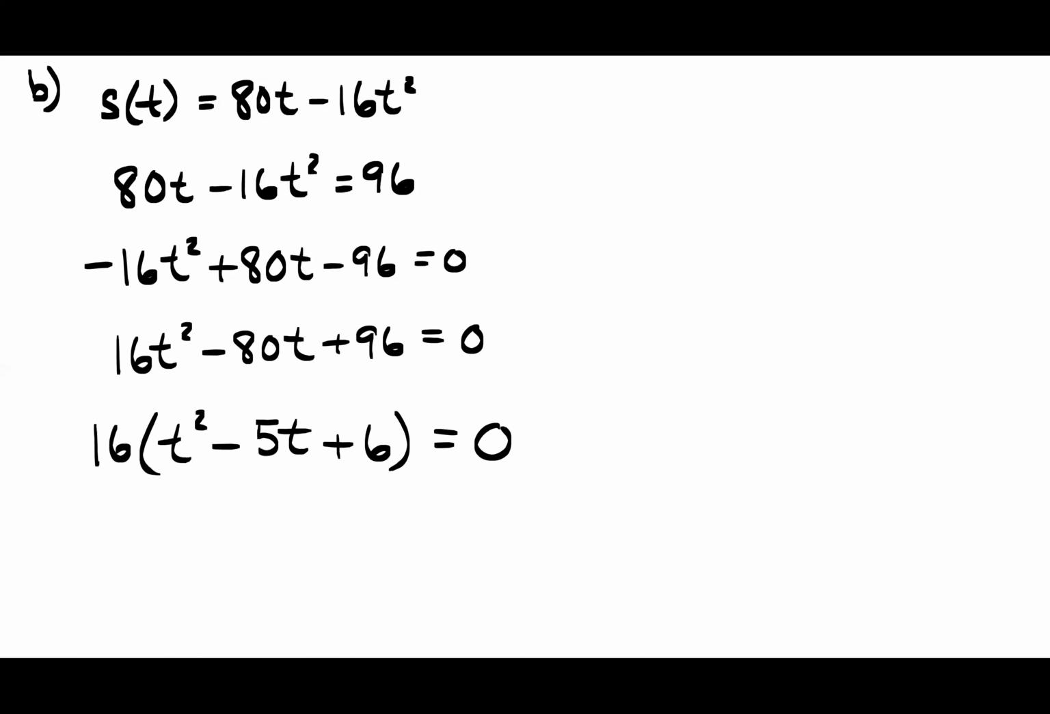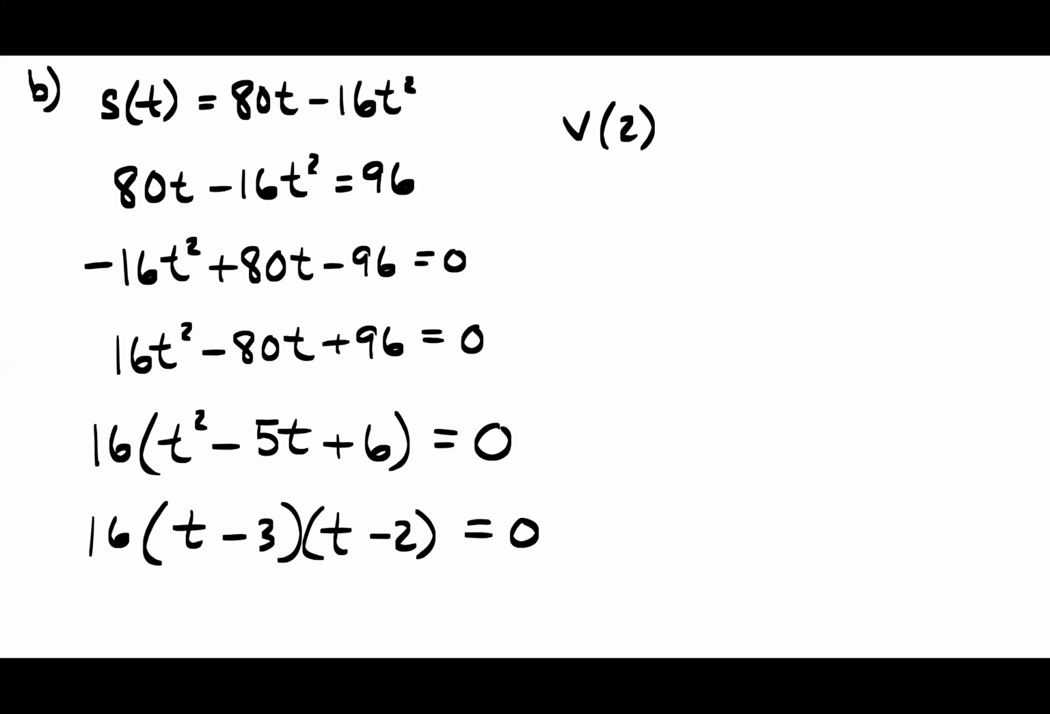It's, I think, t minus 2 times t minus 3. T minus 2, t minus 3. Perfect. So then that means at time equals 2 seconds. Is that right? And 3 seconds. So think about what's happening physically to this ball, right?